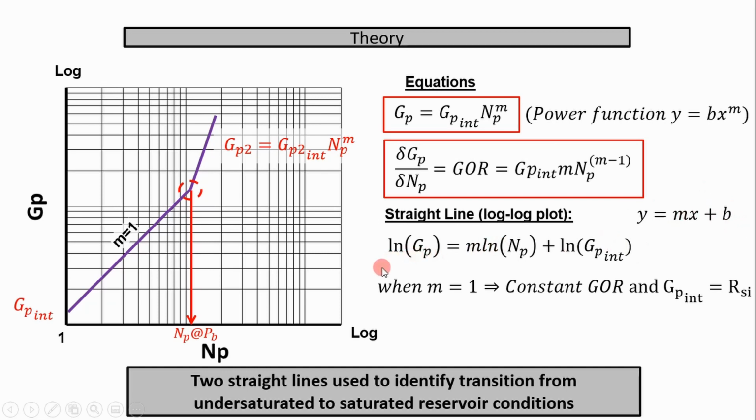So the key point is, when this m, or slope, is equal to 1, it implies a constant GOR. It also means that on a log-log plot, our intercept is equal to our initial solution gas-oil ratio, which we use to determine drainage area. And so how do we apply this to the data? Well, generally you're going to assume a log-log straight line with m equal to 1, a constant GOR line.